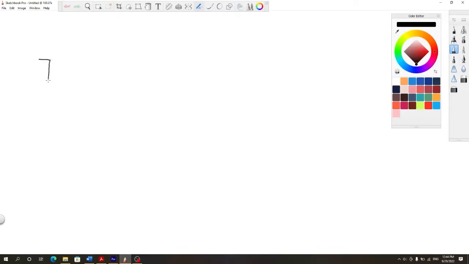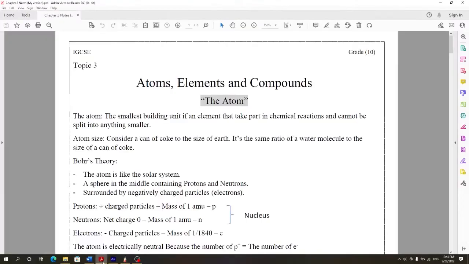Just to give you a perspective on the size of an atom, you can consider the size of a can of Coke, right? The ratio between the size of that can of Coke to the size of all of Earth is the exact same ratio as a water molecule to the size of the can of Coke, right? And that's a water molecule made of 2 hydrogen atoms and an oxygen atom, alright? So the atom is very, very small.